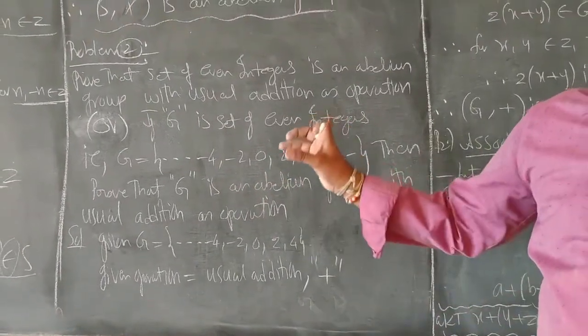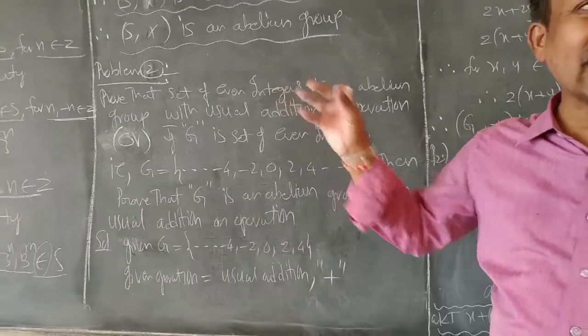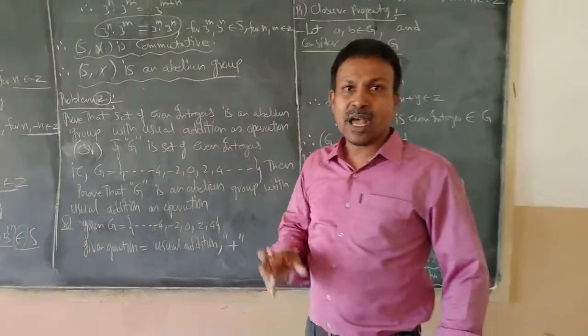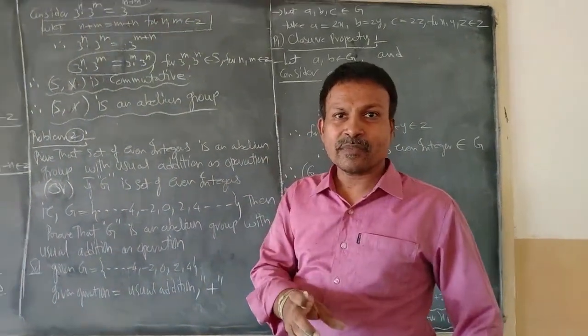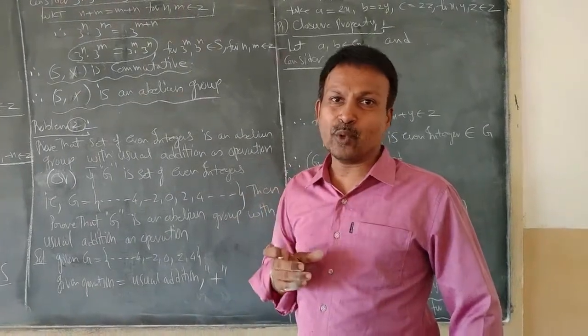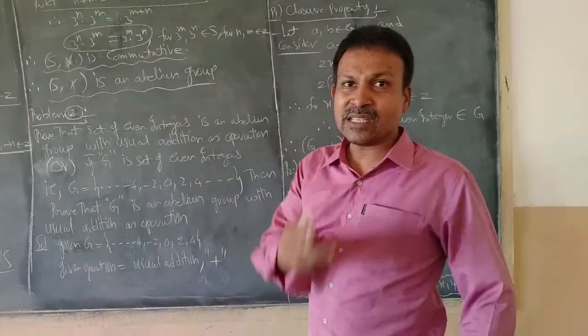So, while proving the theoretical problems in group theory, we should be very much cautious about the given part and the part which is to be proved. Here, the given part contains two.